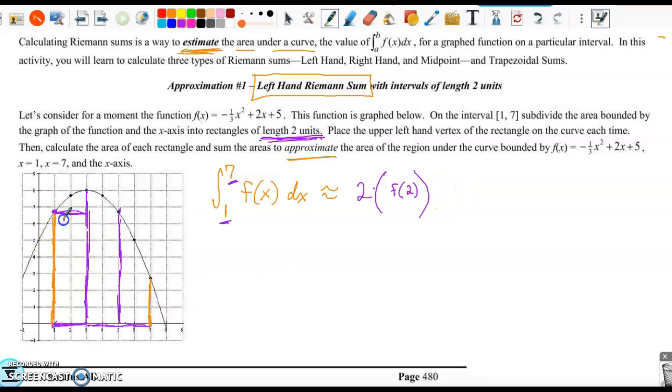Now that only gives me this approximation. Maybe what I should have done is set it up with multiple colors, so I'll just change colors. Then we're going to add to it the next rectangle. The rectangle from 3 to 5, again, has a width of 2. And what height are we going to use? Because it's a left Riemann sum, we're going to use the left side's height.